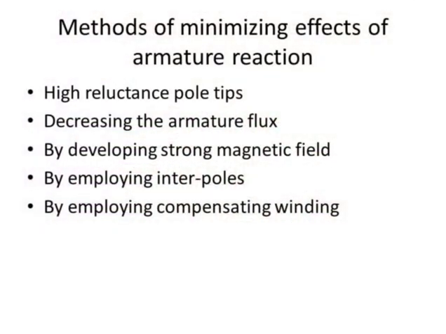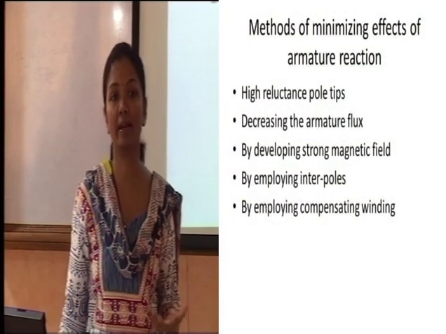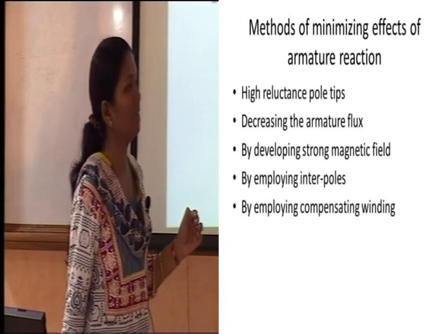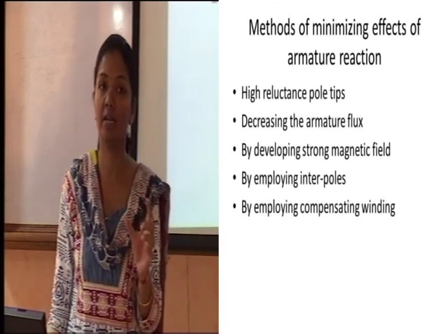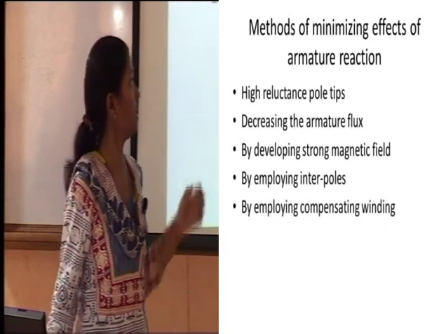Third is by developing a strong magnetic field. It is the natural answer. Whenever we need to fight with the enemy, we need to be more strong. So, if the field flux has to fight with the armature flux, then obviously the field flux has to be more strong, and if the field flux is made more strong, then the effect of armature flux could be neglected in comparison to the magnetic field. But this again involves the cost of the field winding, and also the cost of the field current.